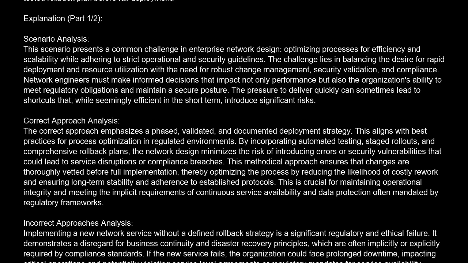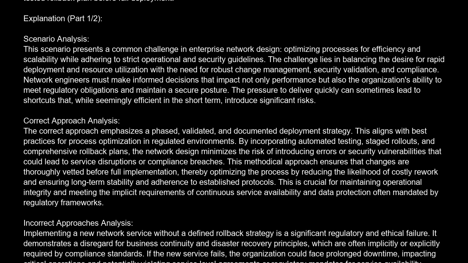The correct answer is D. Implement automated testing for the new service, conduct a phased rollout to a subset of users, and establish a clear, tested rollback plan before full deployment. Explanation: scenario analysis. This scenario presents a common challenge in enterprise network design, optimizing processes for efficiency and scalability while adhering to strict operational and security guidelines.